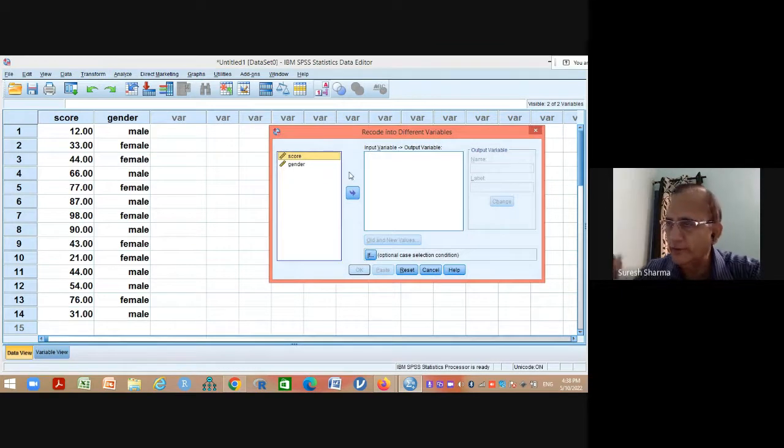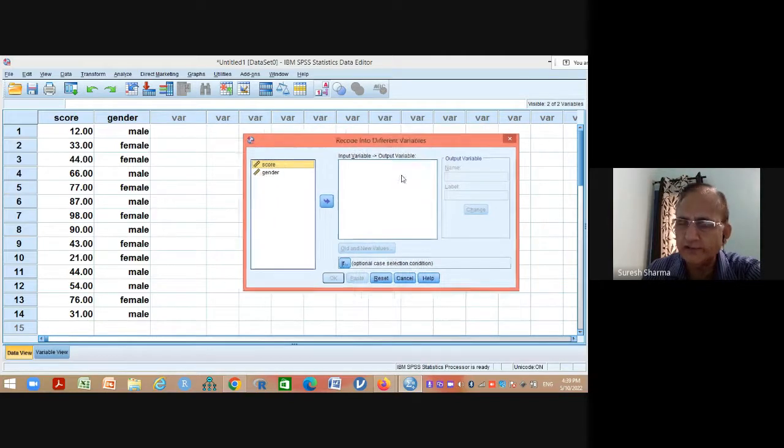Now another window has opened. It says, what is your input variable? Input variable means the variable which you want to transform. So we want to transform score. When you start doing any operation in SPSS, 2 windows will always open. Sometimes more than 2 windows will open, but 2 windows will definitely open. This is called the left-hand window, and this is called the right-hand window.